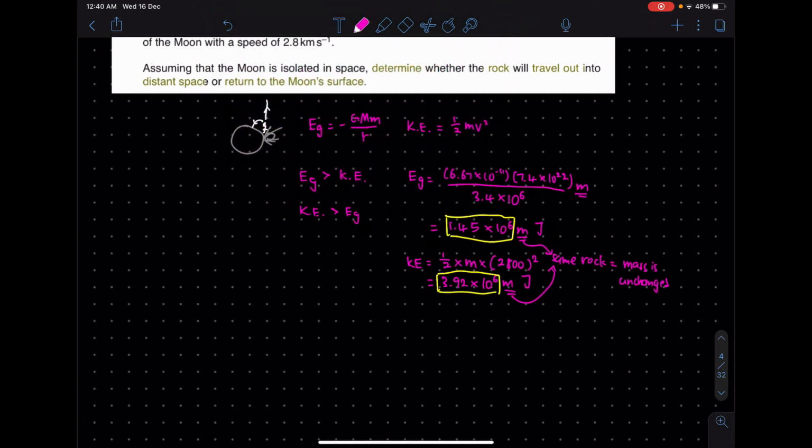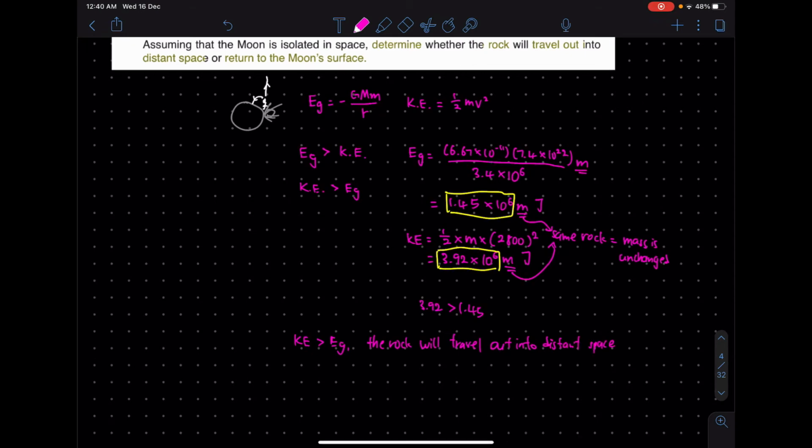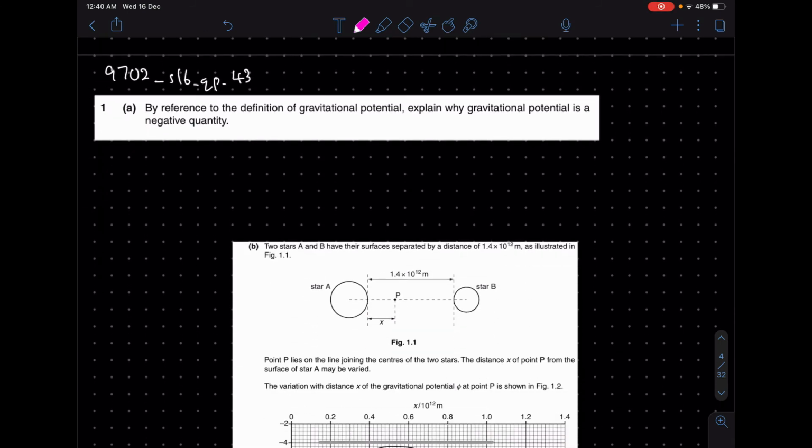So obviously from here we can see that the kinetic energy is larger than the gravitational potential energy. So 3.92 is greater than 1.45. Therefore, we can conclude that the kinetic energy is greater than the gravitational potential energy. So the rock will travel out into distant space. Okay, so that's all. And now we'll move on to the last question.